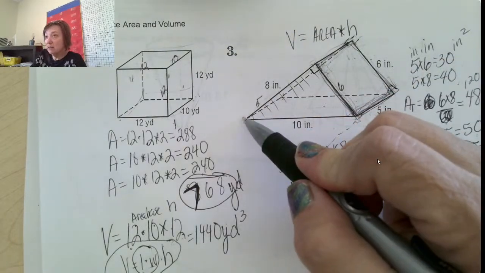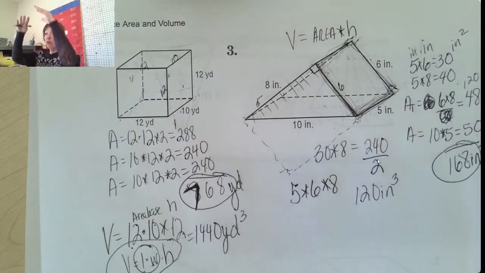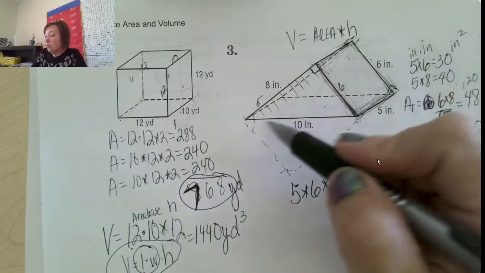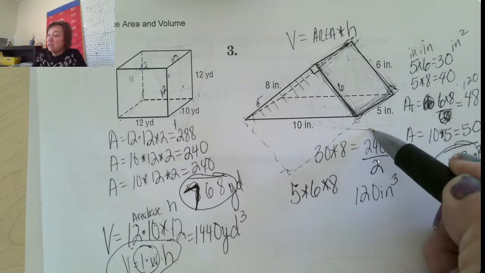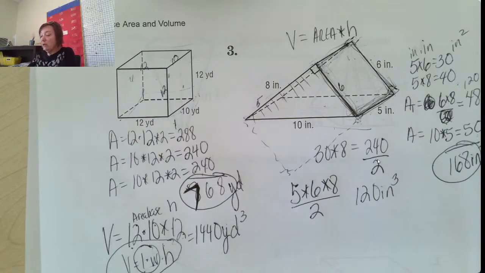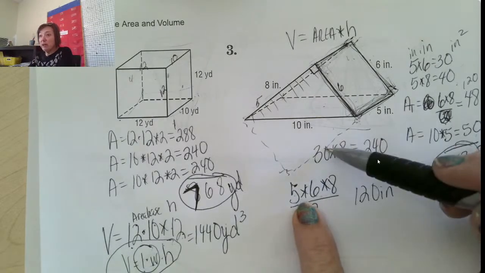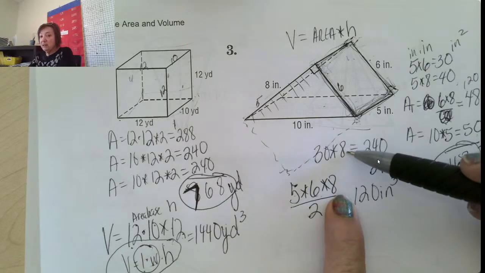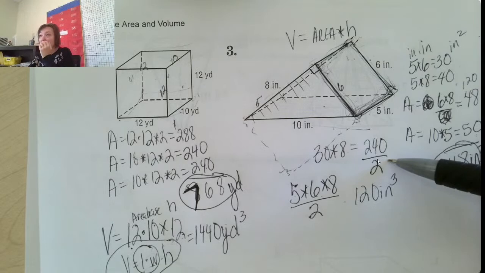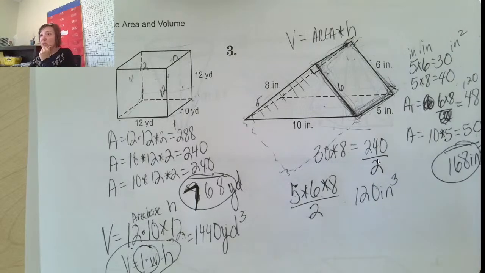But that would be for a full rectangular prism. But we don't have a full rectangular prism because it's cut in half. So since it's cut in half, we then divide that by 2. So we've got 5 times 6 is 30, times 8 is 240, and then divide that by 2 because we only have half of that rectangular prism. And that's where we get that 120.